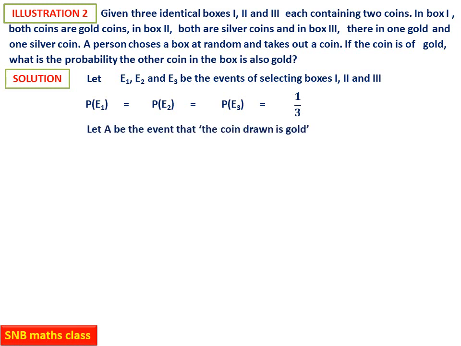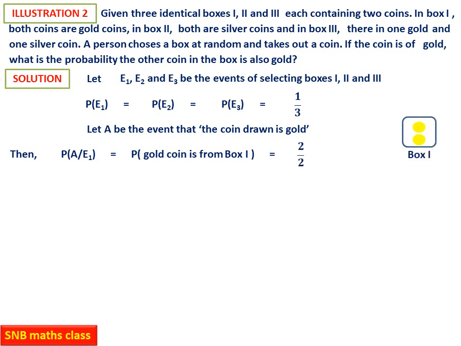Now let A be the event that the coin drawn is gold. Now what happens is probability A given E1, that means if it is from the first box, it is the probability of getting a gold coin from the first box, and that will be equal to how many coins are there? Two gold coins. Therefore 2 by 2, definitely it is 1. Students, please note here it is a sure event because the box contains two gold coins and you are selecting one coin. Definitely it should be gold only. So probability is 1. This is very important here.